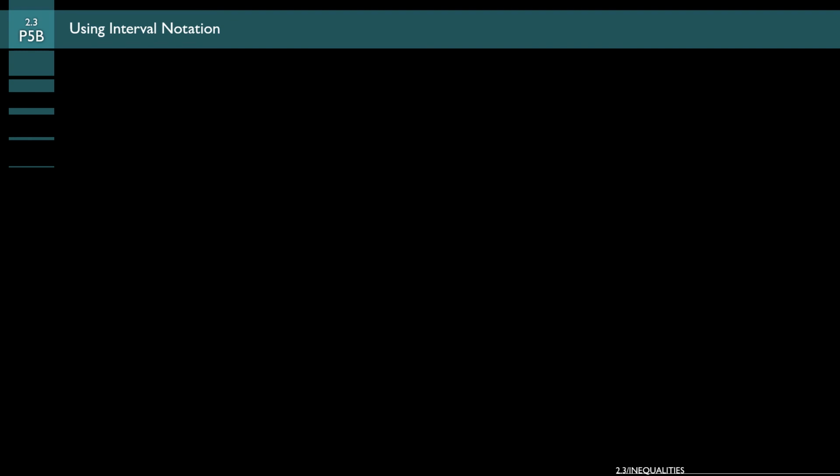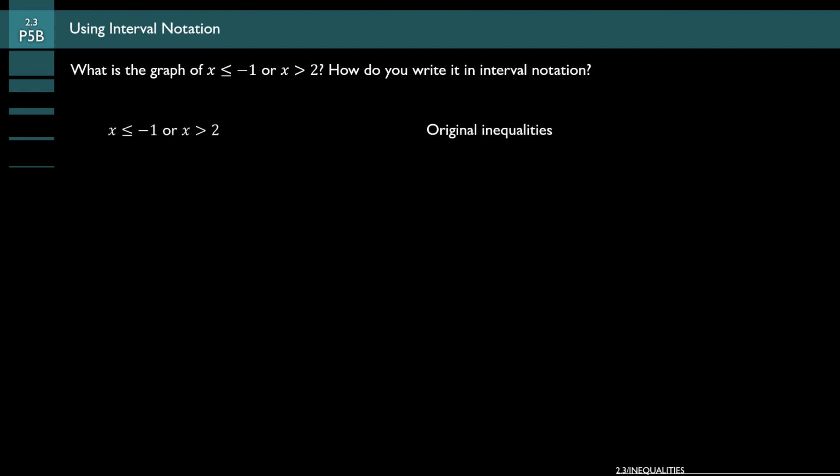We're going to try this with an "or" statement now. So what is the graph of x is less than or equal to -1 or x is greater than 2? How do you write it in interval notation? So this time we're given the inequalities and we're going to write it in interval notation, and then we're also going to graph. So x is less than or equal to -1 or x is greater than 2.